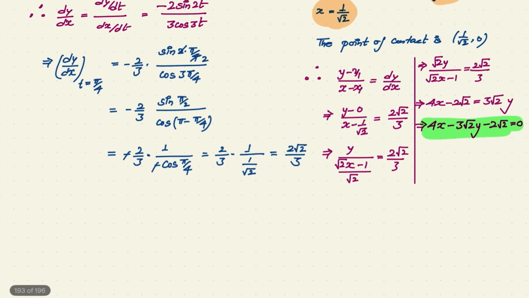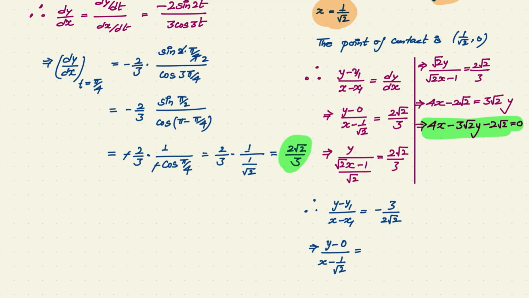Similarly, let us write the equation of the normal. We know the equation of the normal is (y minus y1) by (x minus x1) equals the slope of the normal. By looking at the slope of the tangent, 2 root 2 by 3, we can write the slope of the normal to be the inverse of this with opposite sign, which is minus 3 by 2 root 2. The point of contact is the same, so it will be (y minus 0) by (x minus 1 by root 2) equals minus 3 by 2 root 2.